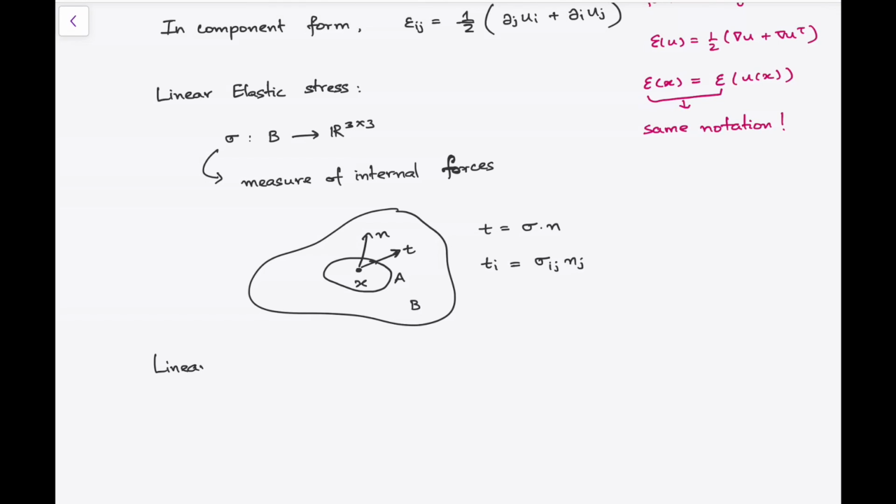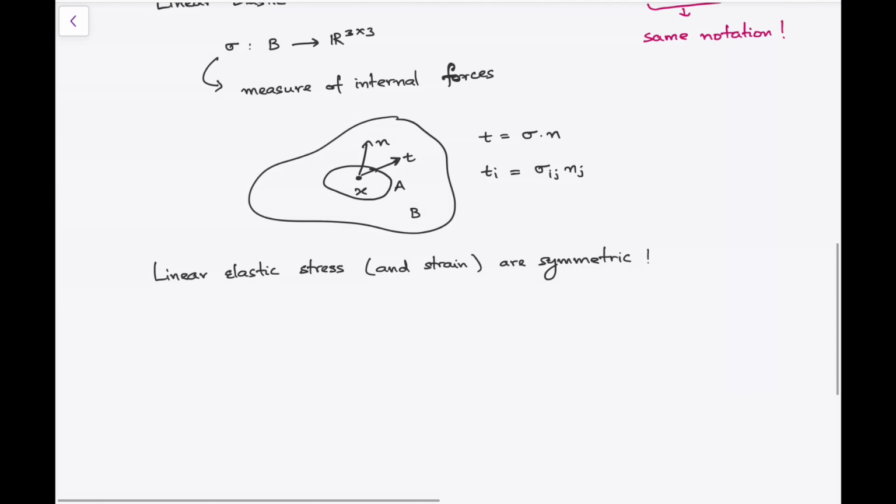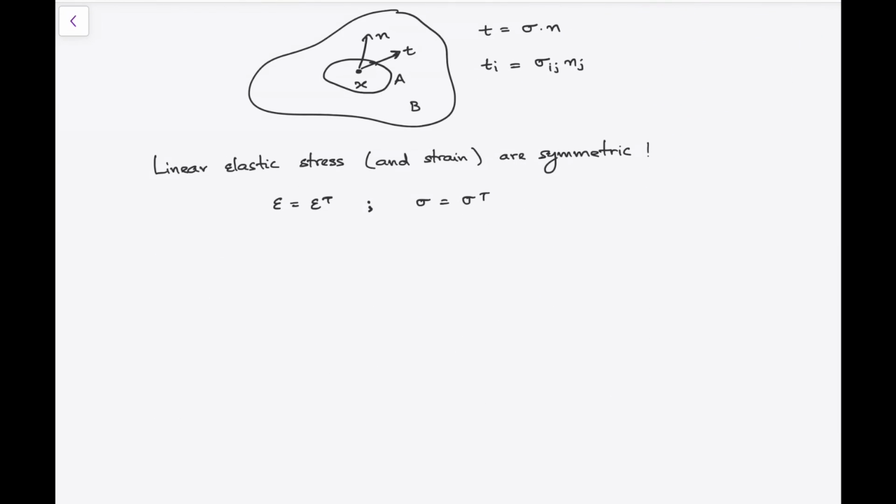Now once you have the linear elastic stress and the strain, notice that these are symmetric matrices. The symmetry of the strain follows from simple manipulation of the indices, whereas the symmetry of stress is a consequence of the conservation of angular momentum.